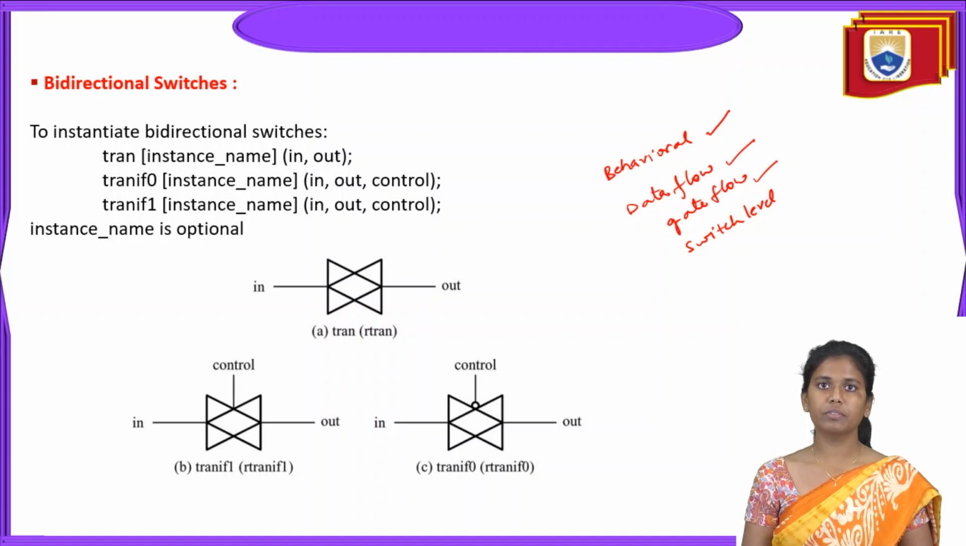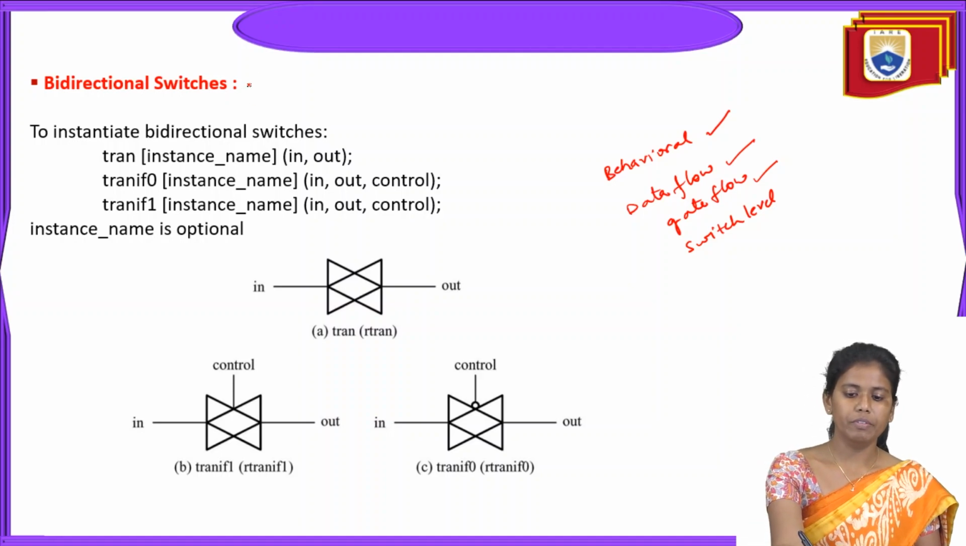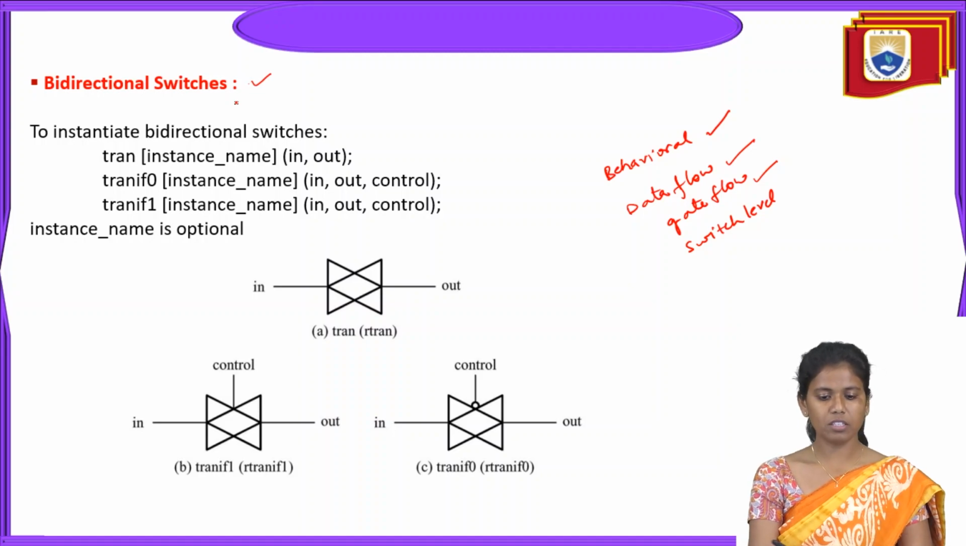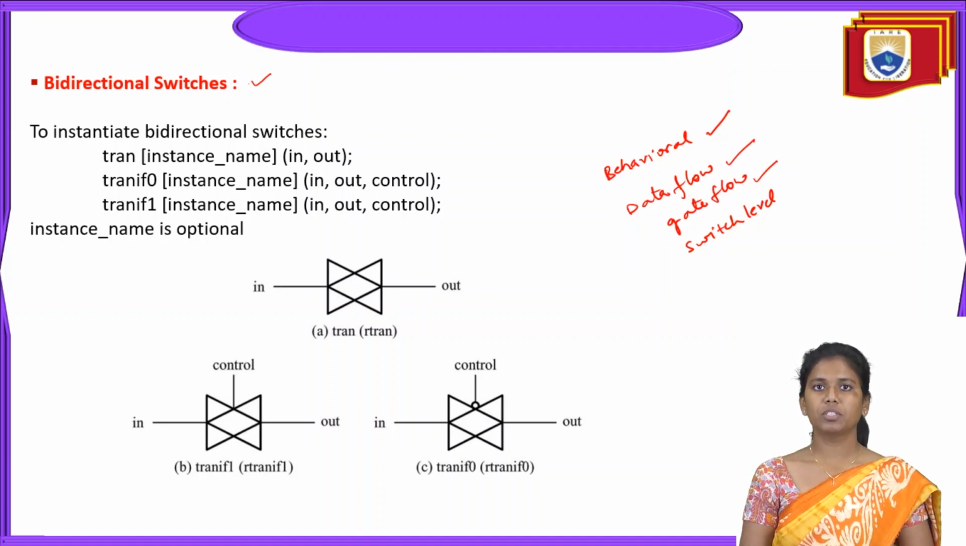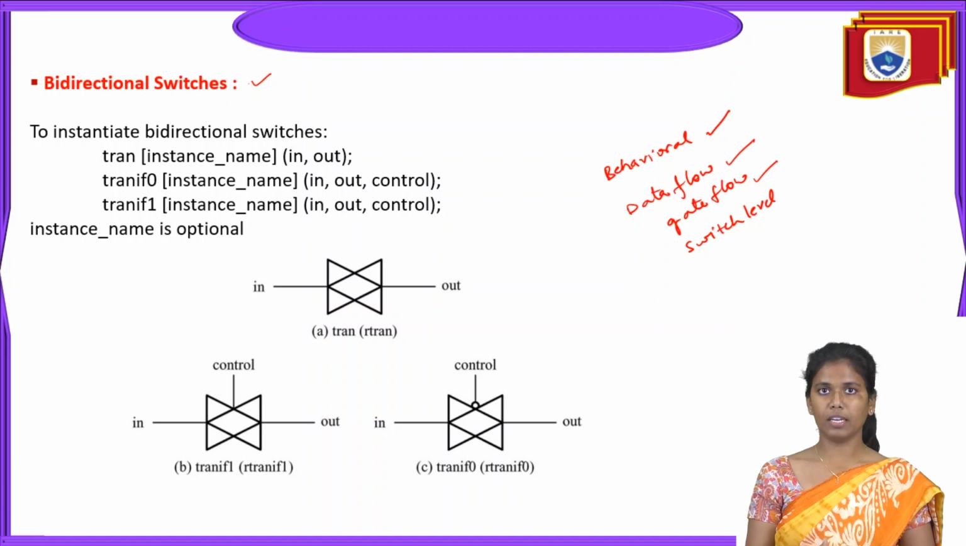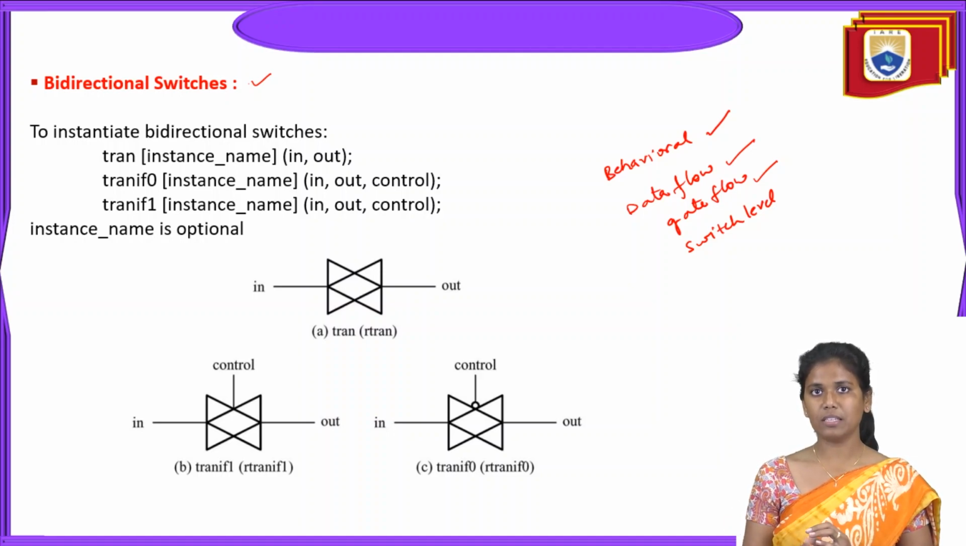In switch level modeling we come across many different types of switches, like bidirectional switches, unidirectional switches, transistor switches, and so on. Now we will discuss bidirectional switches. What do bidirectional switches mean? It is the flow of current and voltage in two ways: the two-way passing of current as well as voltage is what makes it a bidirectional switch.